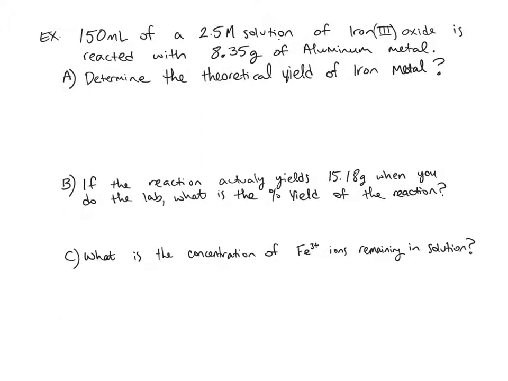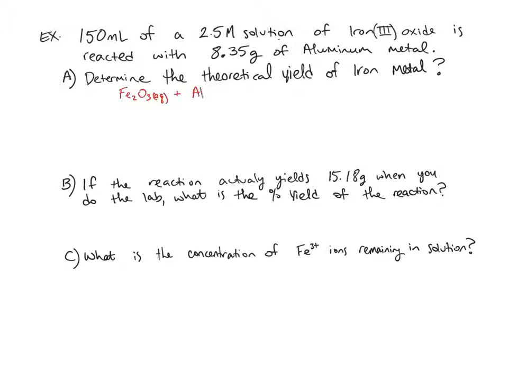Okay, so I'm looking at this and I need a balanced equation. Number one, first thing out the gate, I must have a balanced equation. So I'm going to do that first. Iron 3 oxide. I know that's an iron 3 plus. I know O is a 2 minus. So my formula there must be Fe2O3. And I'm going to react that, that's aqueous, with my aluminum metal.